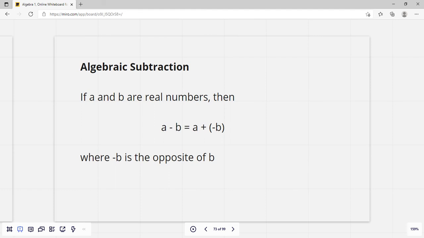All right. Algebraic substitution. If a and b are real numbers, then a minus b equals a plus negative b, where negative b is the opposite of b. That's just like the mathy way to say exactly what we've just been doing.